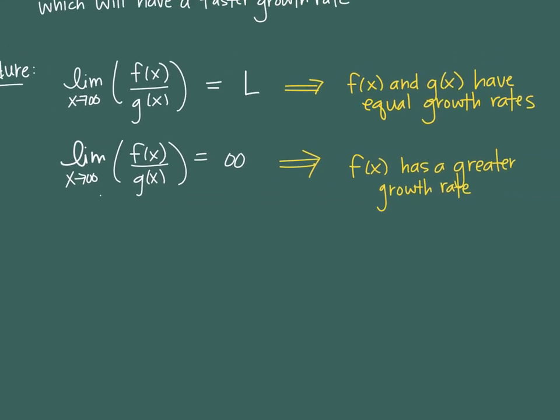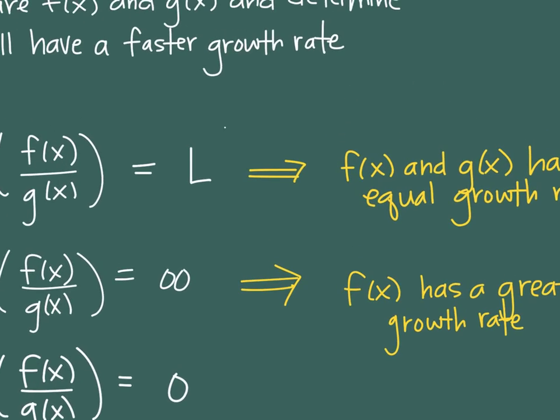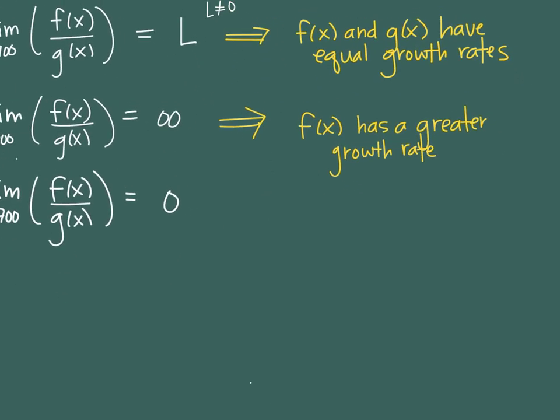The last option, if I don't get an actual limit and I don't get infinity, then my only other option is I get 0. I should have specified that L can't be 0. As long as L's not 0. Then the implication is that g of x has the greater growth rate.